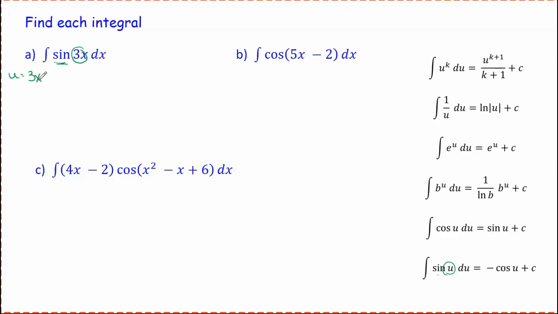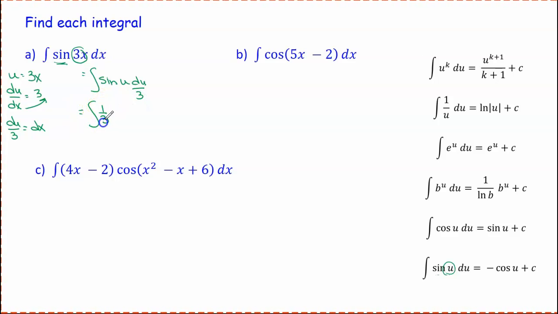Now I need to take the derivative. The derivative of u is going to be du over dx. The derivative of 3x is 3. Multiplying dx over, dividing by 3, I now have du over 3 equal to dx. We will now substitute. We're going to replace 3x with u, and dx gets replaced with du over 3. Rewriting this so it looks a little neater, we have 1/3 sine u du.